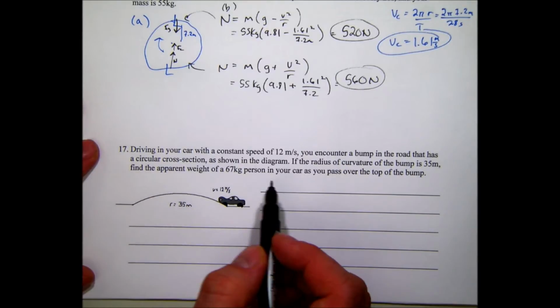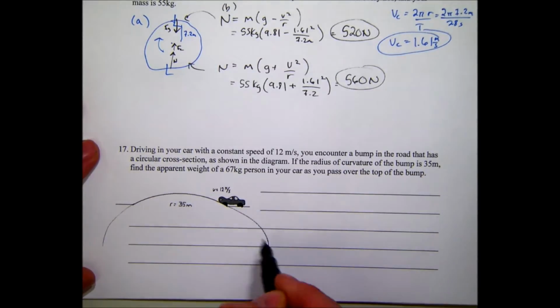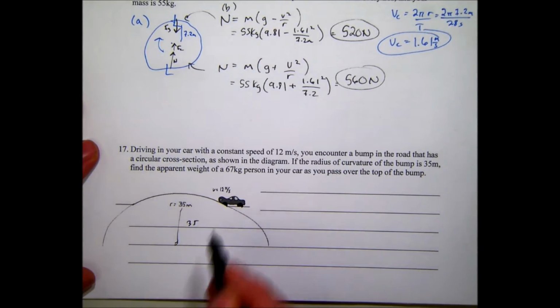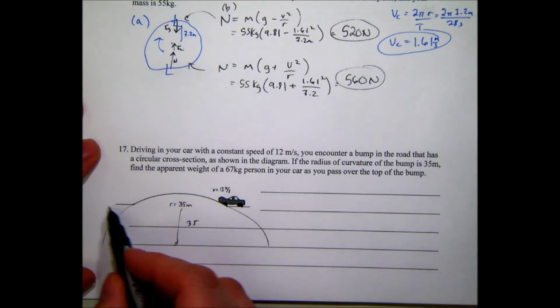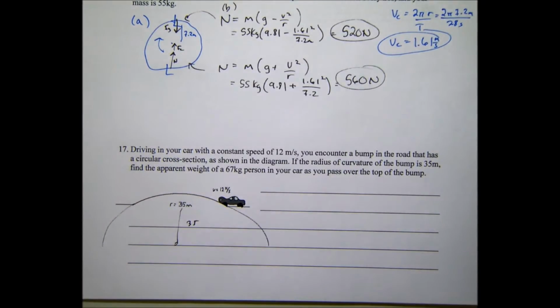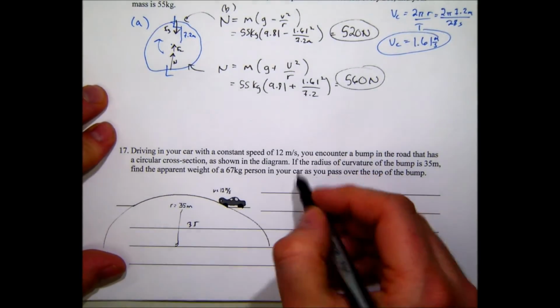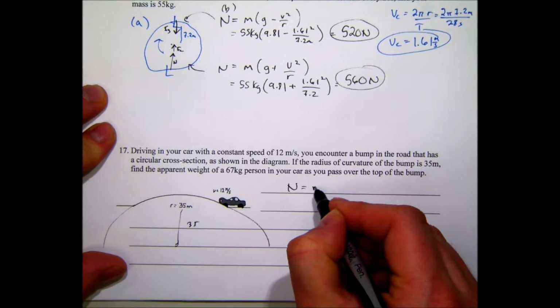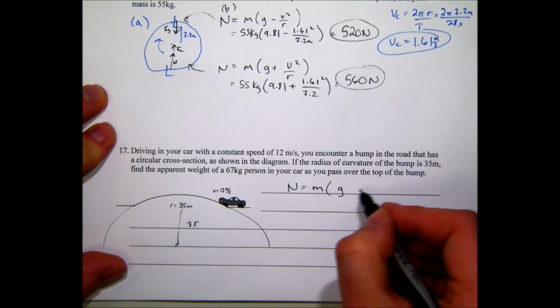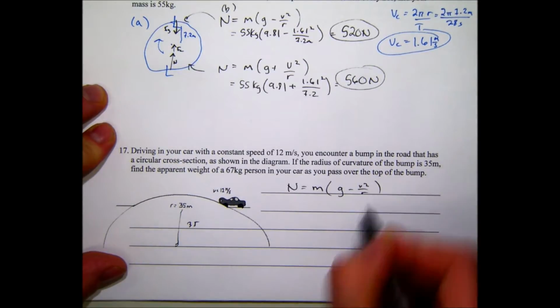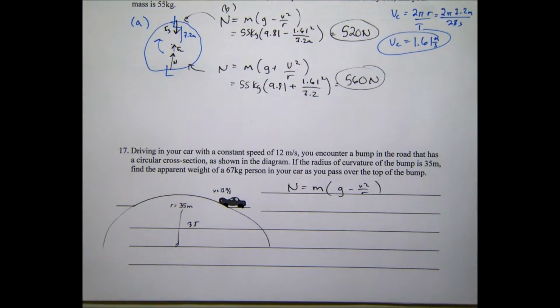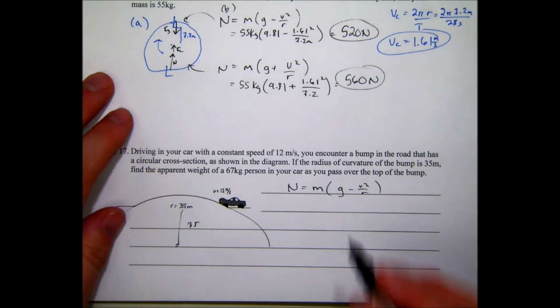So driving your car with a constant speed of 12 meters per second, you can picture this as a giant circle. When you hit a bump, and you can experience that around various roads in the county, you're basically moving in a circle. So in that particular case, it's just like the top of the Ferris wheel. The gravity is helping you move down from the top of the bump, so the road doesn't have to push up as hard, therefore you feel lighter.